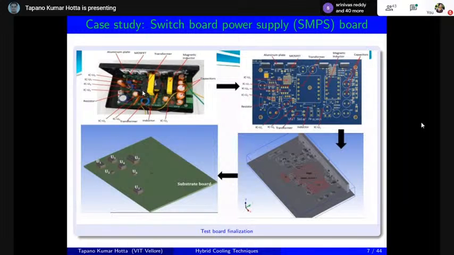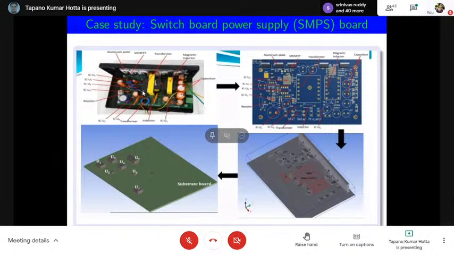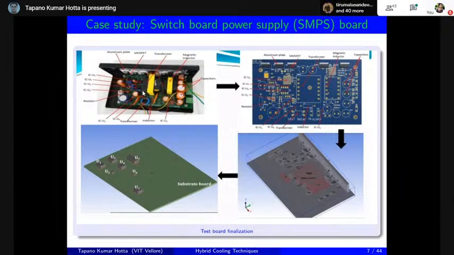So what we have done here: each SMPS board or printed circuit board comes with a particular data sheet. If you open any electronic equipment, each electronic component has a data sheet. In the data sheet, all the components are represented either by a dot or by a solid line, as you can see in the right side diagram. This is my actual SMPS board, but going to the data sheet of the SMPS board, I have converted it into a line diagram.